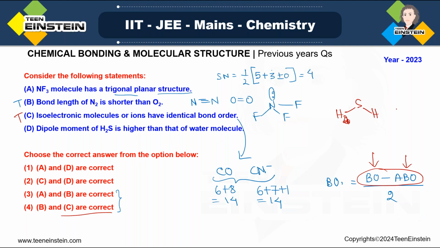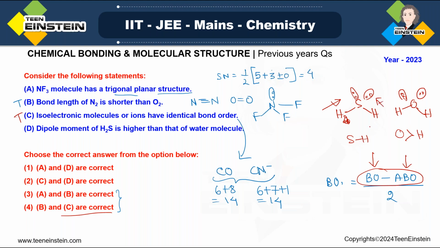H2S is this one, and H2O, simply consider with water. In both cases there is a lone pair, that is fine. But oxygen is more electronegative than hydrogen. Sulfur is also more electronegative. So in both cases, the direction will be towards this side.